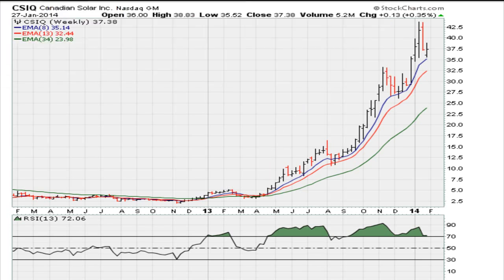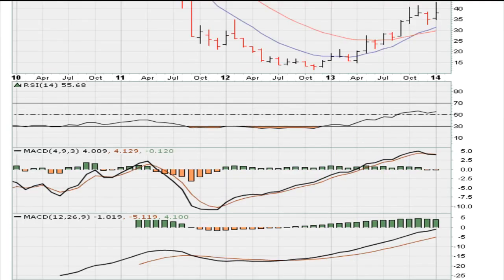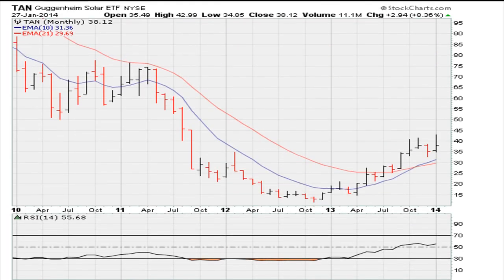So let's take a look at the solar ETF again to see that you can see here that it was breaking out, and we've already looked at this. RSI was good in the middle of April. MACDs were good, everything was good. So let's take a look at the weekly for the solar ETF at the time.